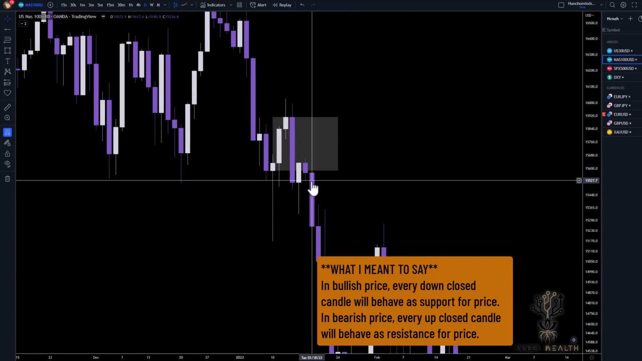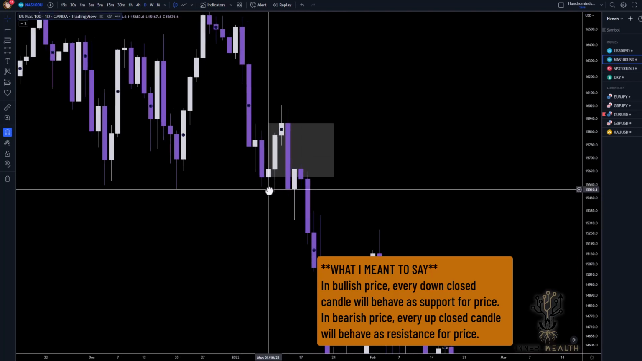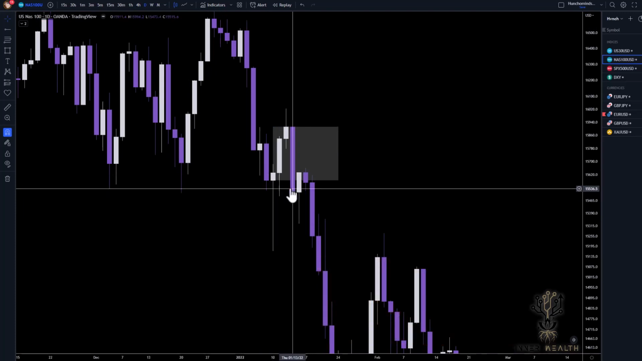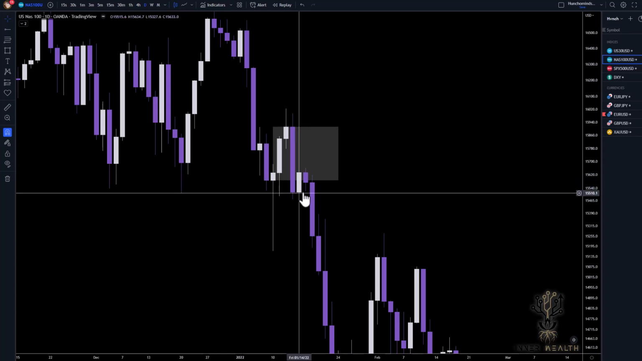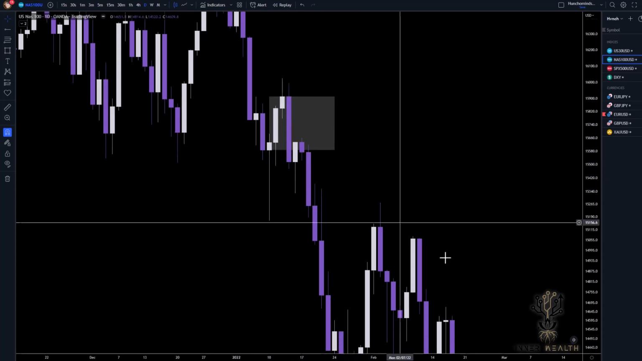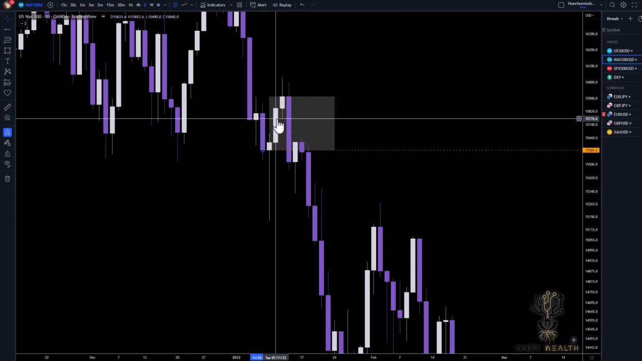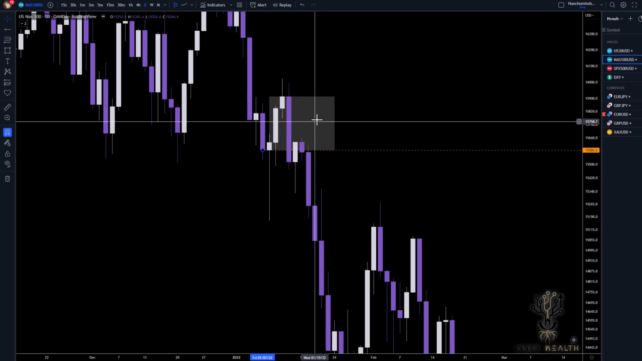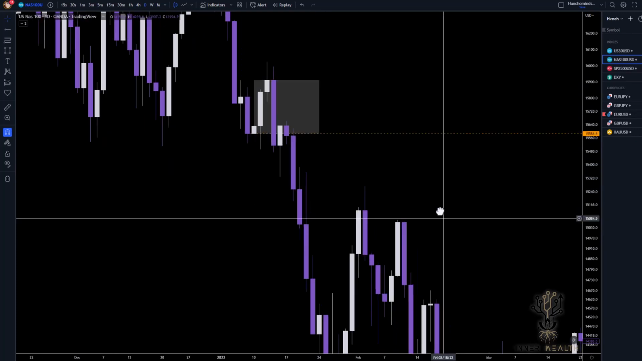A bearish order block, once traded below it, and only, this is the important part, only once we trade below the bodies, a bearish order block will be a level of resistance for current price. So the opening, the low, and 50% for bearish order blocks will behave as resistance for current price.